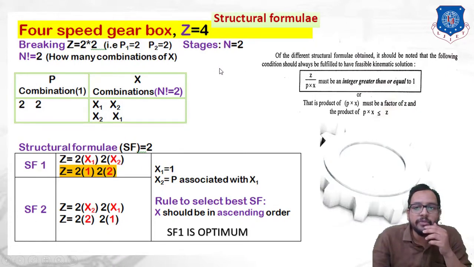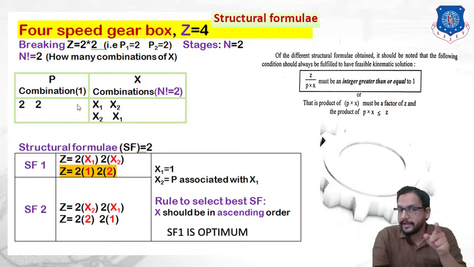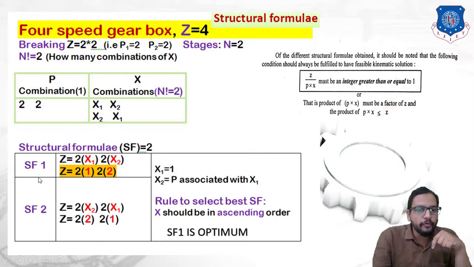Now let us see the combinations of a structural formula. The combination of P would be 2 into 2. Also we need to consider a combination of X, that is the number of speed steps by which two adjacent speed values are separated. So there would be two combinations of X. One would be 2x1 into 2x2, and the second combination would be 2x2 into 2x1. Over here you can see I have written two structural formulas. Z equals 2 in a bracket x1 into 2 in a bracket x2, and the second structural formula, Z is equal to 2 in a bracket x2 into 2 in a bracket x1.